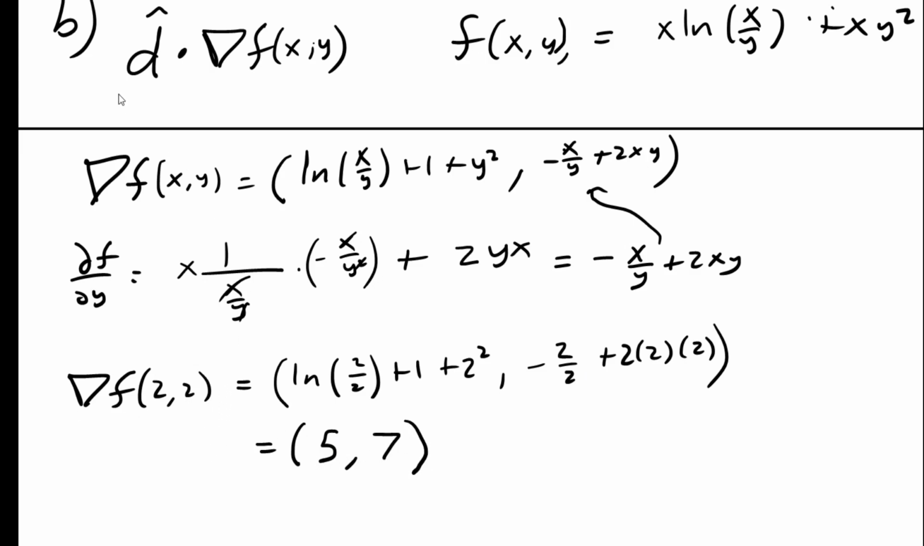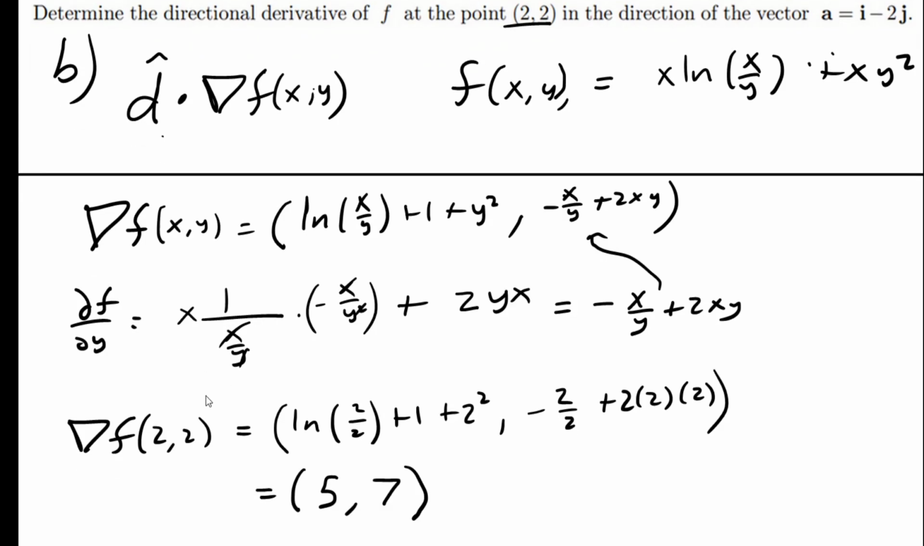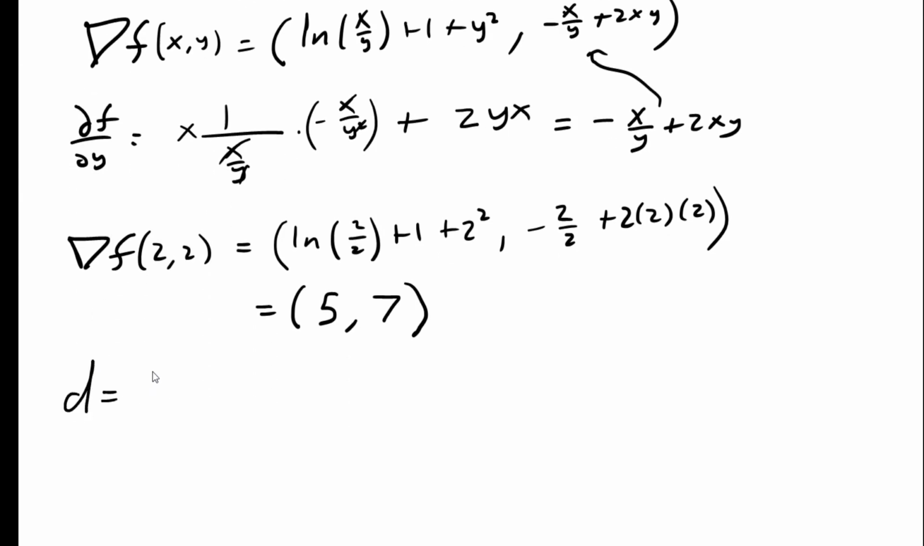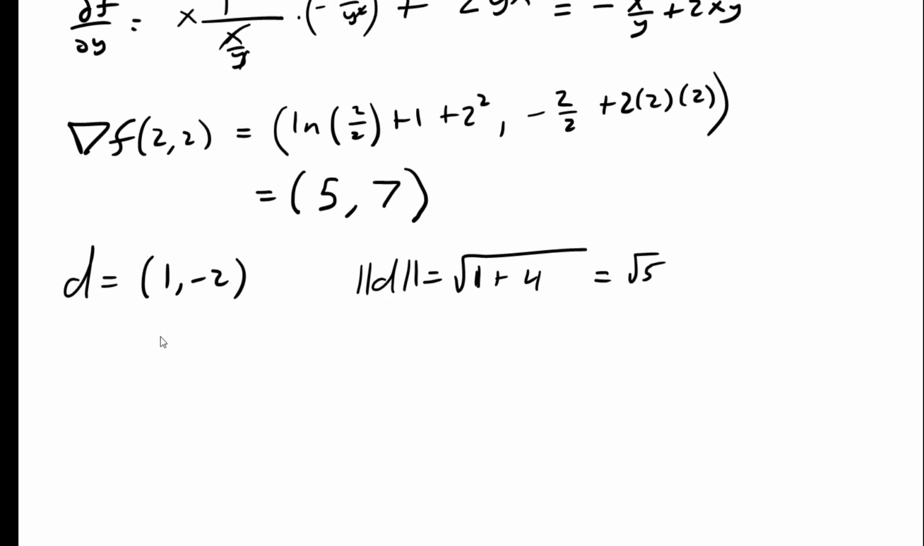Now I need to work on this unit vector. It gives me the direction vector, 1, minus 2. But that's not quite what I need. What I need is a unit vector in that direction. So let's make a unit vector out of this. Let's compute the norm. Square root of 1 plus 4 equals root 5. I'm just going to write it this way for now to save some writing.